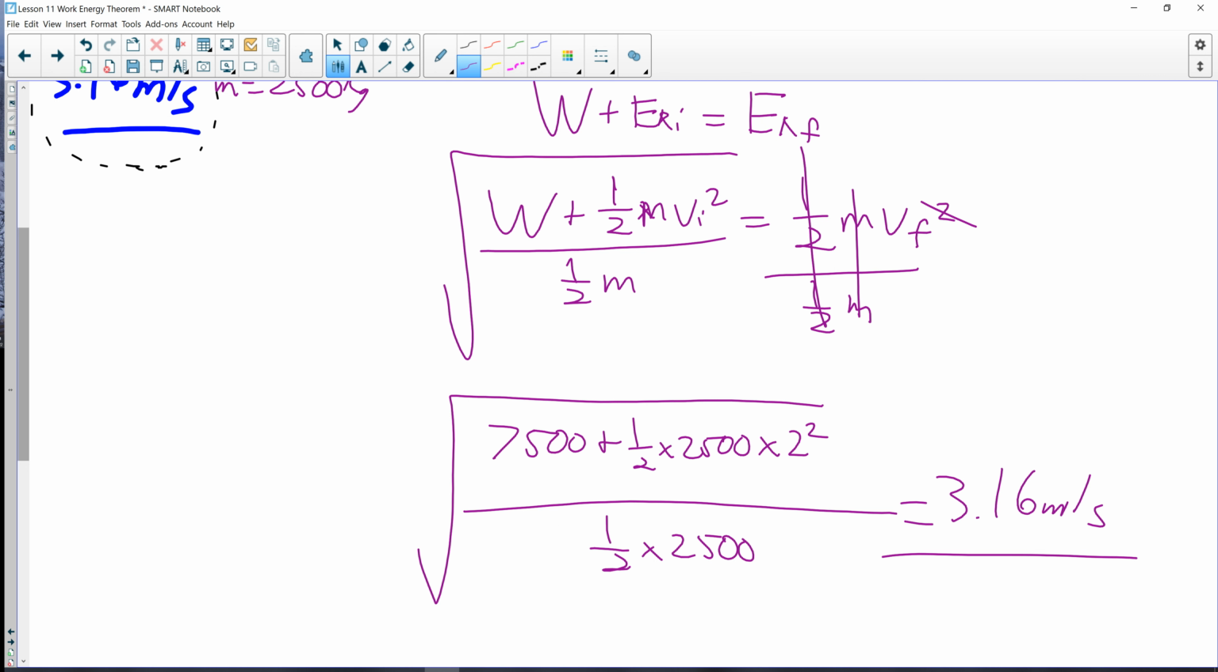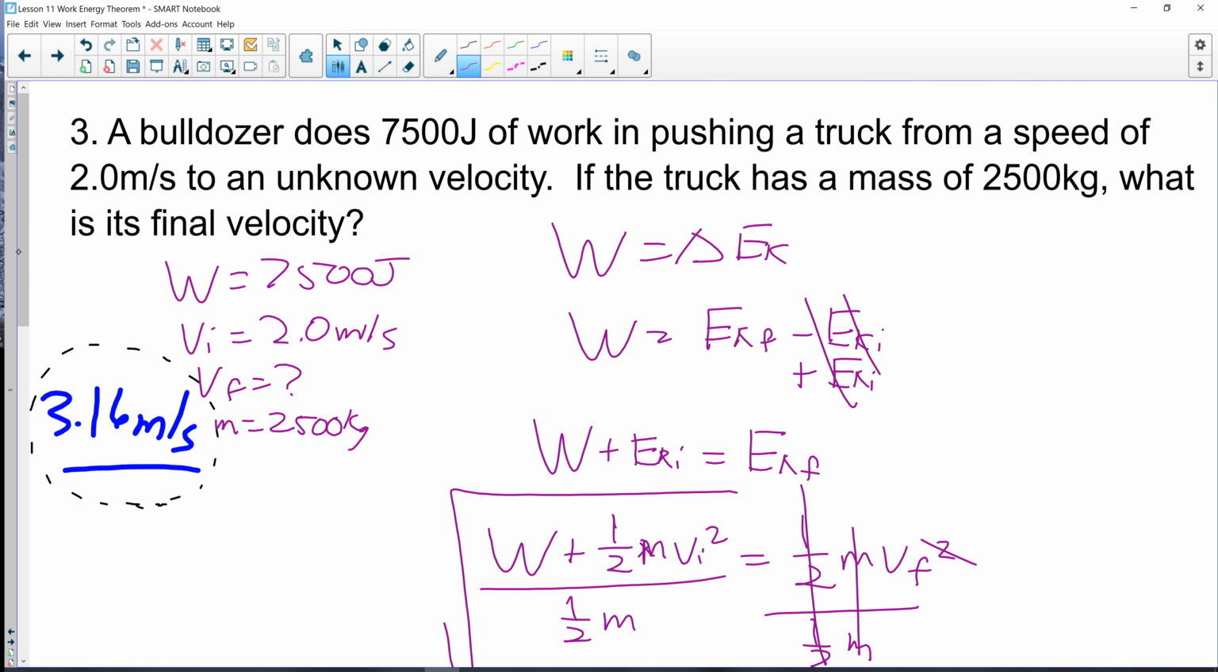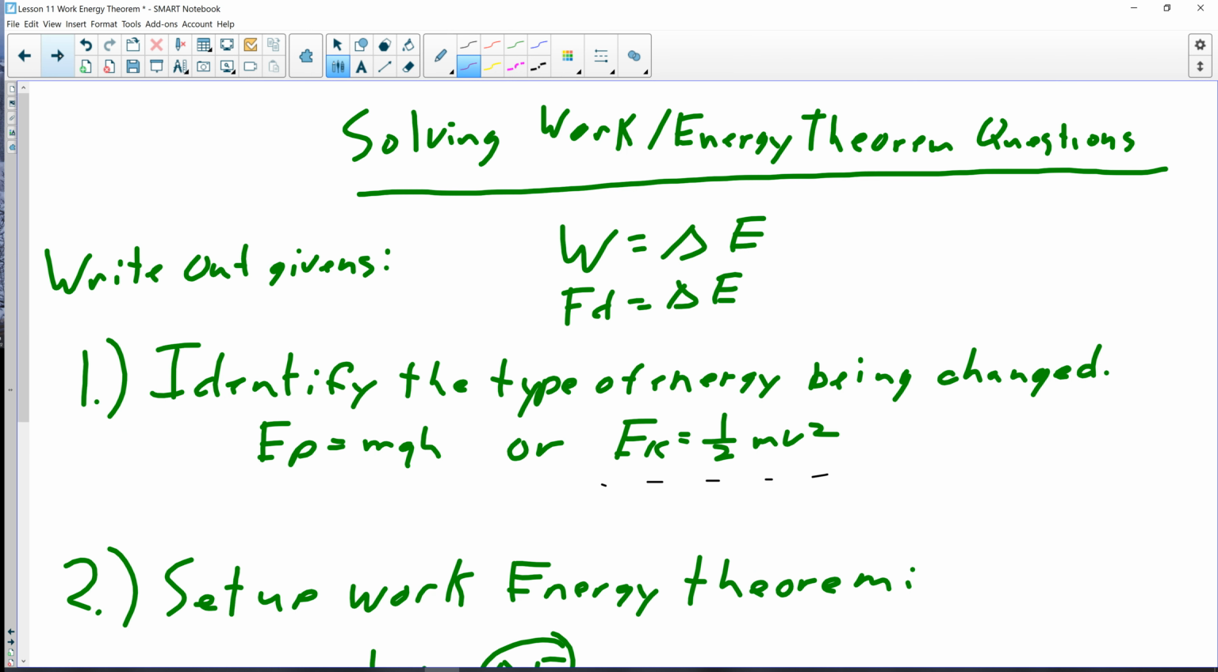Okay, was it still the same pattern? I wrote down my givens. I identified the type of energy that was changing. I set up work energy theorem. I manipulated and solved. Still the same steps. Okay, that manipulate and solve part changes each time, but the steps are still the same. Okay, questions on that one? All right, so this is just the pattern stuff that I was talking about before.